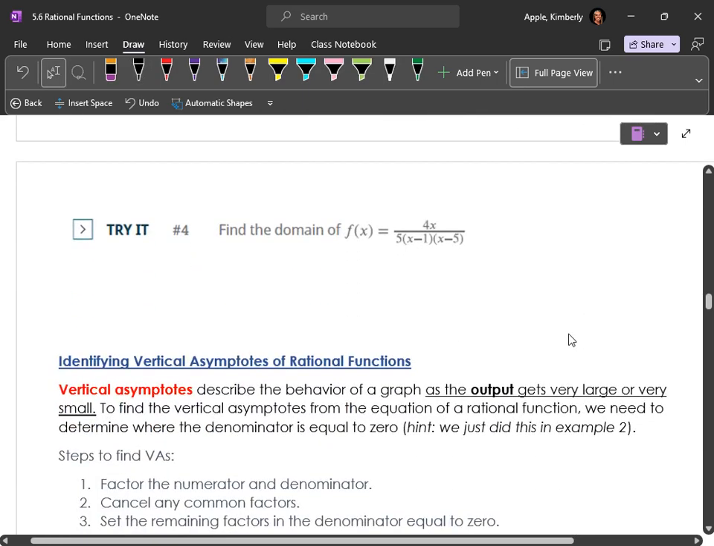So if you want to try one real quick, see how much you remember, because we're going to need this skill. So you should have found all reals except x equals 1 and x equals 5.